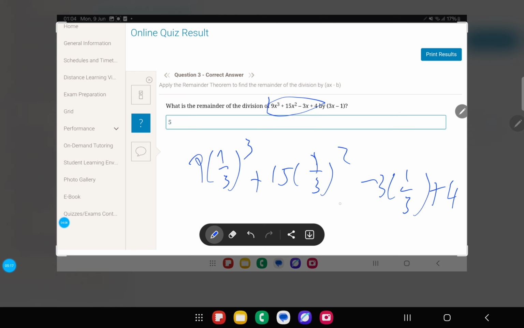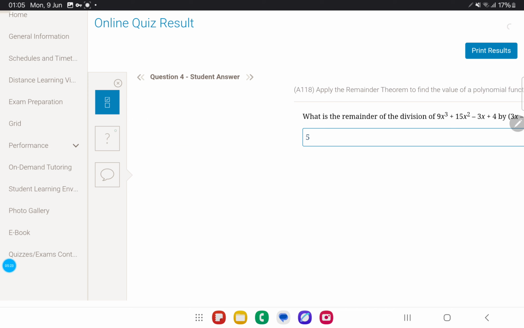And you get the answer equals 5. Okay, and indeed the remainder is 5. That's it. Now for question 4.